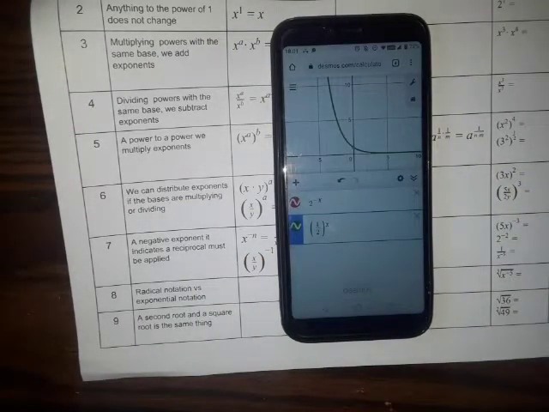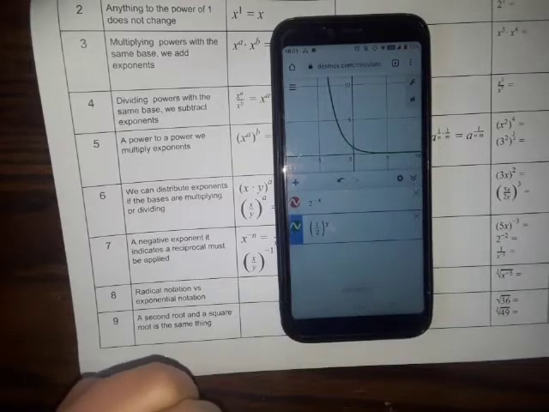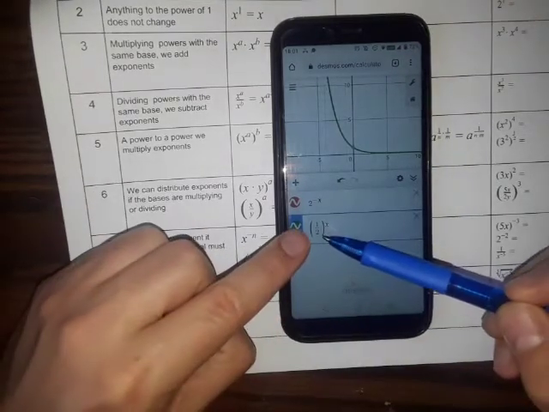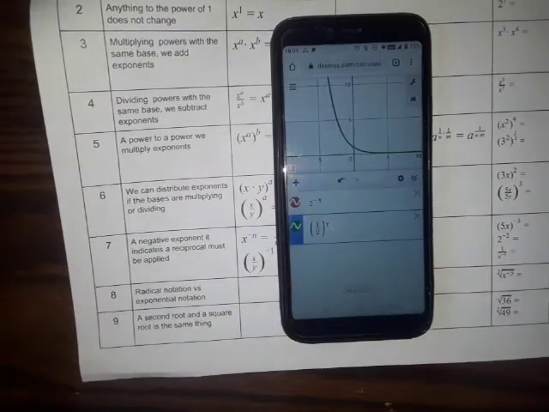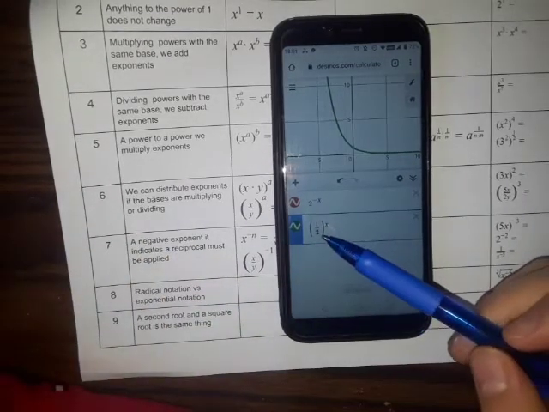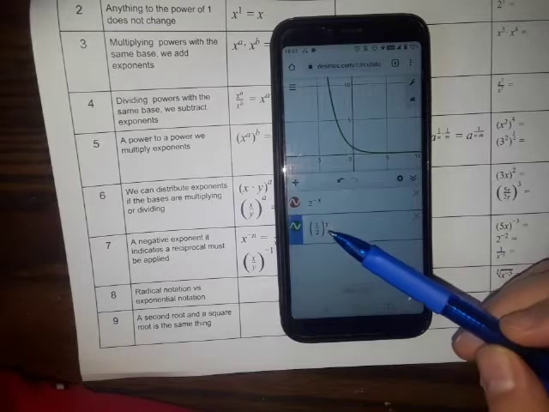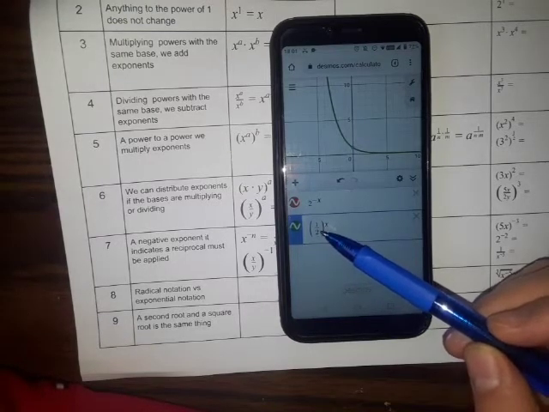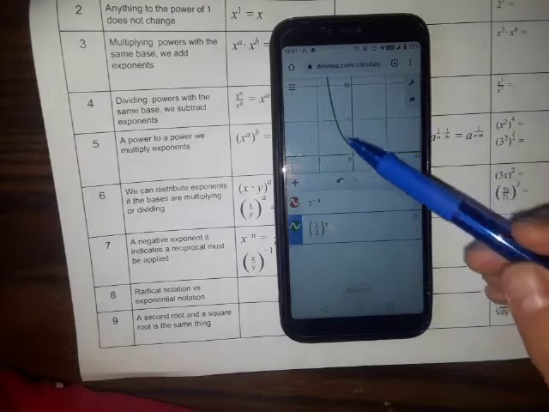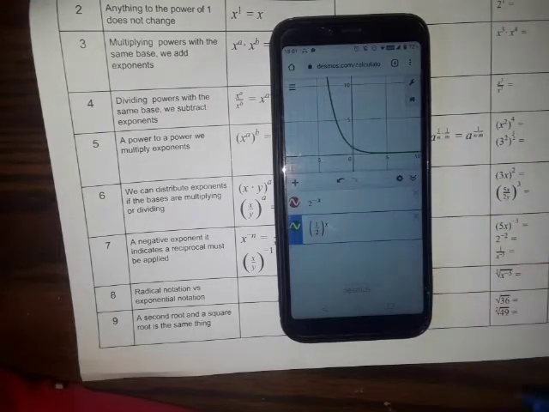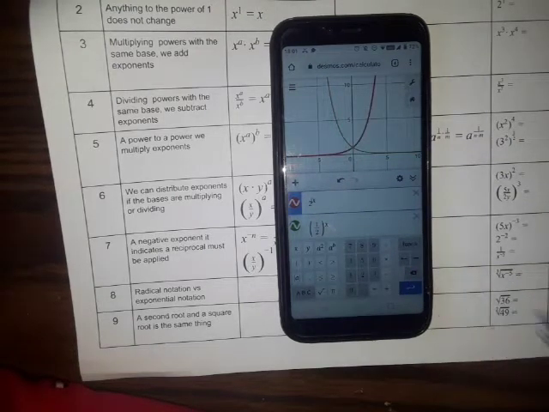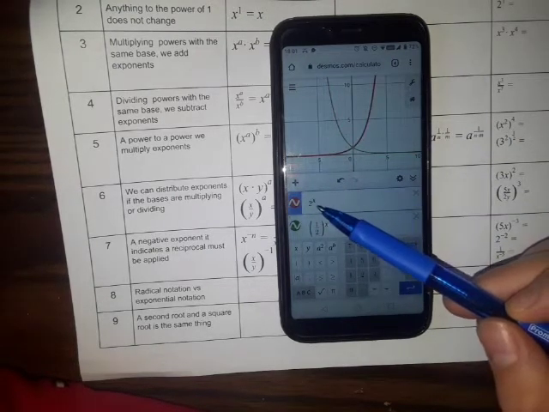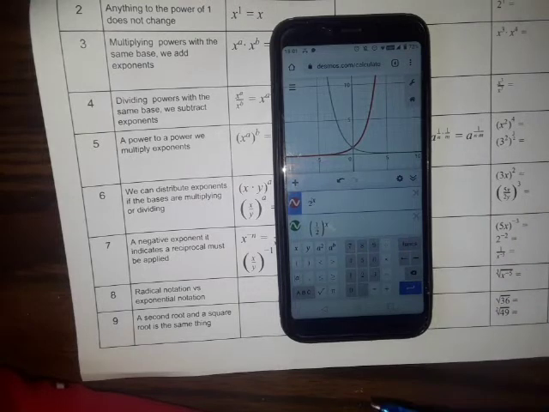Okay, so what we can say is, if the base is between 0 and 1, we're going to have a decay. If the base is above 1 and the exponent is positive, then we're going to have growth.